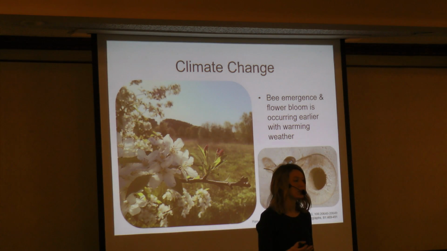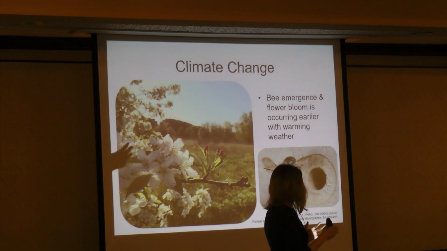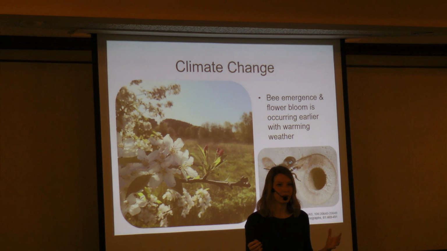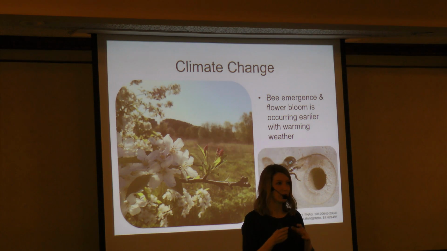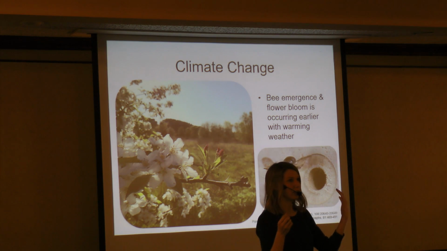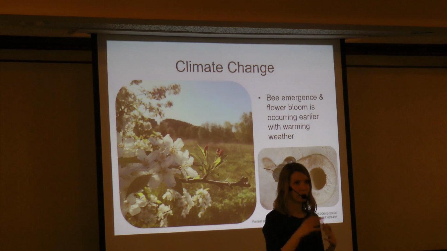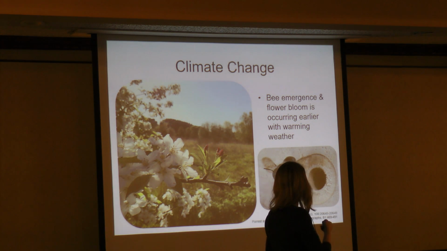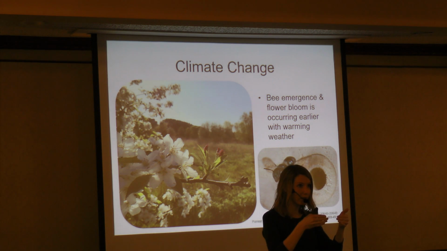Another concept for climate change is this idea of phenology. Wild bees and flowers have co-evolved over millions of years to emerge at the same time. So flowers will bloom at the same time that bees will emerge. The flowers get pollinated and can reproduce, the bees get food, it's a win-win for everybody. But what we're seeing is that bee emergence and flower bloom is occurring earlier with warming weather. Right now, most species are still emerging at the same time. It just tends to be earlier and earlier in the season.